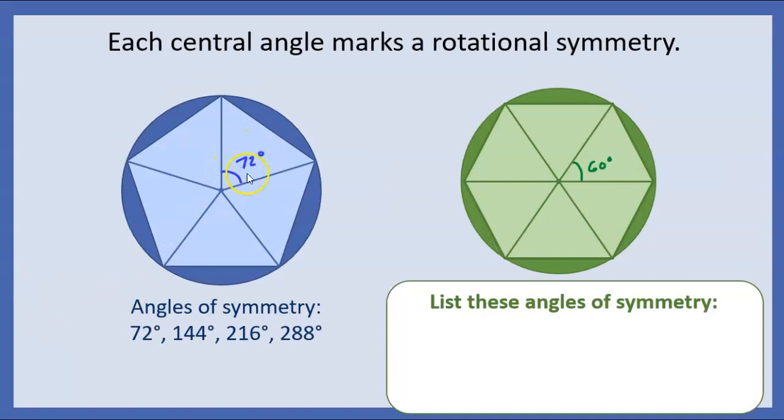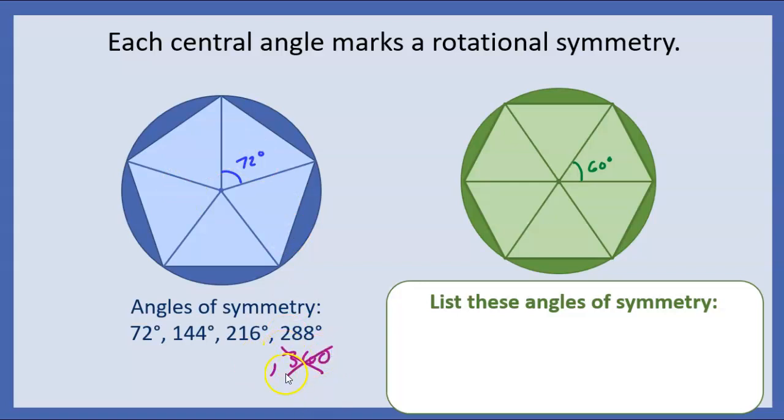So 72 degrees will be our first one. And then we go 144. So from here to here is going to be 72 plus 72. And then we add 72 again and we get 216. We add 72 again and we get 288. And then we add 72 again and we get 360.